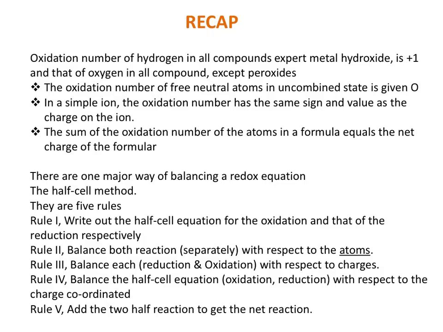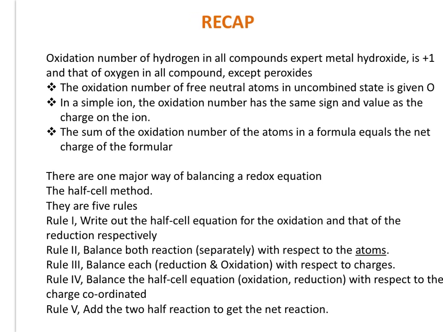Recap. Oxidation number of hydrogen in all compounds except metal hydrides is +1, and that of oxygen in all compounds except peroxides is -2. Oxidation number of free neutral atoms in uncombined state is 0. In a simple ion, the oxidation number has the same sign and value as the charge on the ion. The sum of the oxidation numbers of atoms in a formula equals the net charge of the formula.